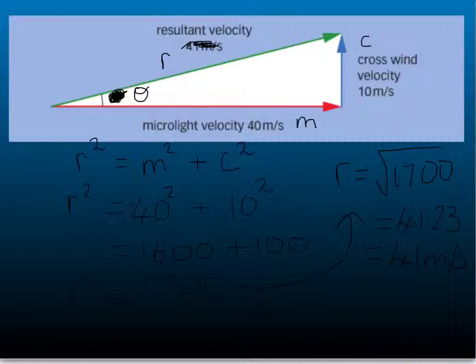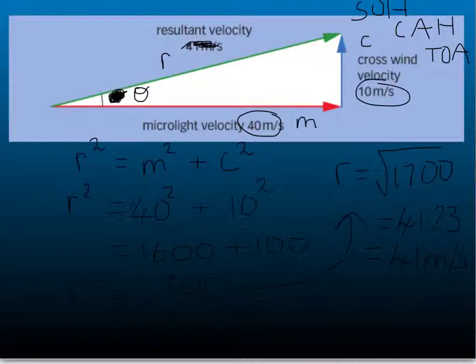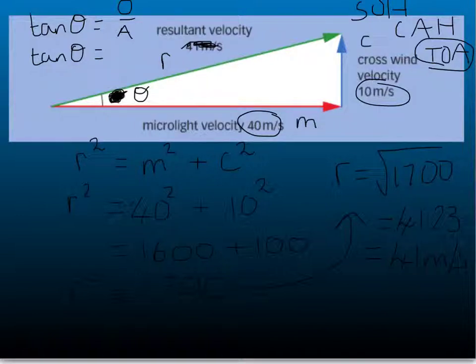Now, in order to work out the direction of flight for the microlight, we need to do trigonometry. So remember, SOHCAHTOA. Now we have the adjacent side and we have the opposite side. So the best one for us to use here will be this one. So tan theta equals opposite over adjacent. Tan theta equals 10 divided by 40.